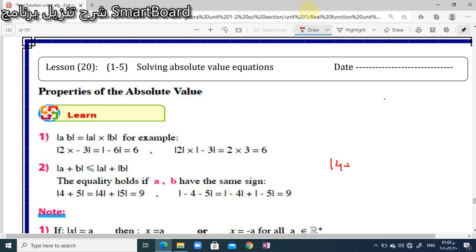So if you have absolute 4 plus negative 5, it equals absolute negative 1, which equals 1. But absolute 4 plus absolute negative 5 equals 4 plus 5, which equals 9. So we cannot distribute the absolute value on addition and subtraction, but we can distribute the absolute value in multiplication and division.